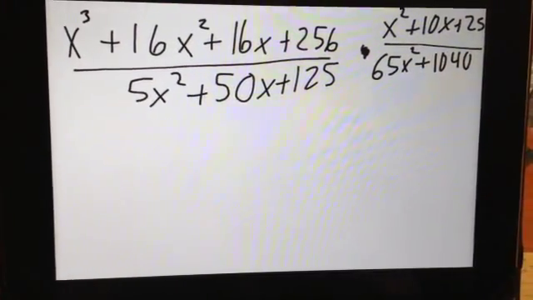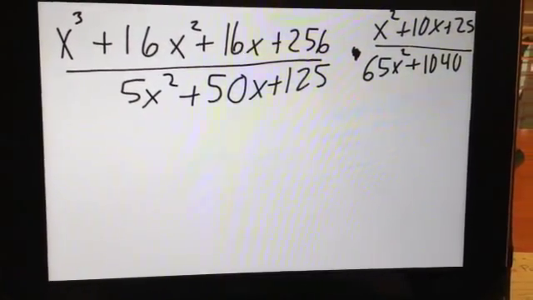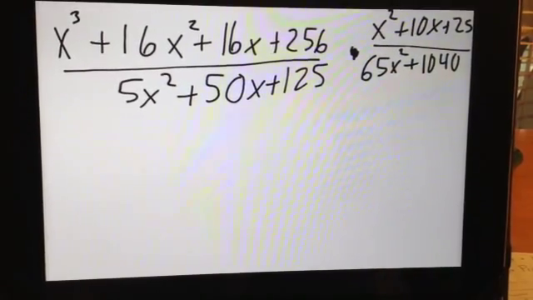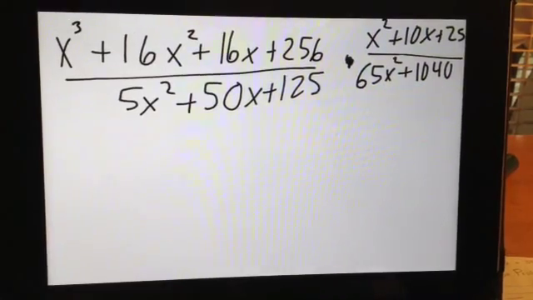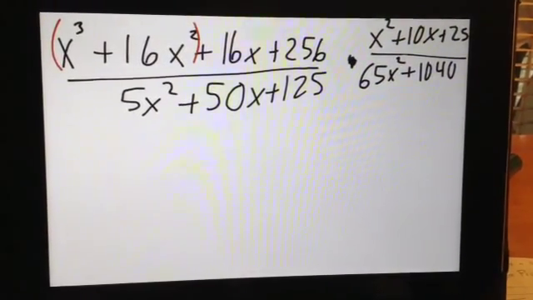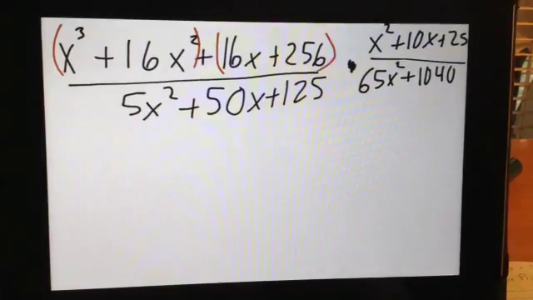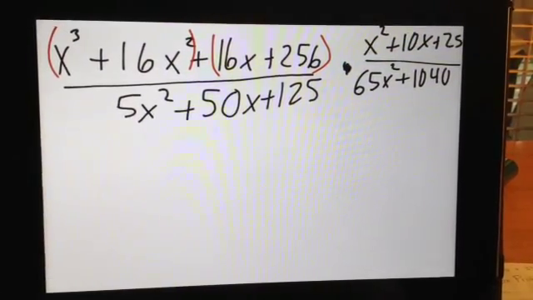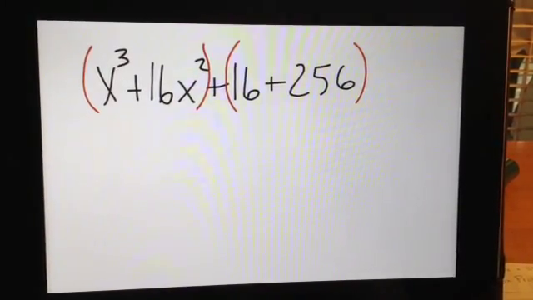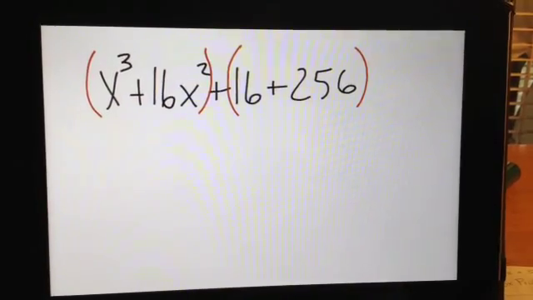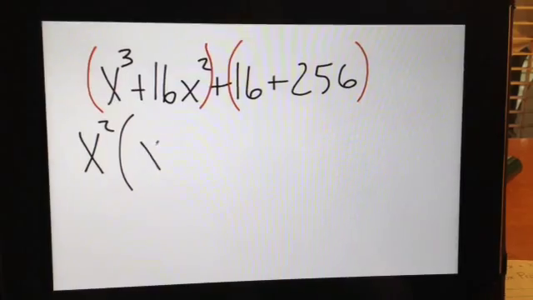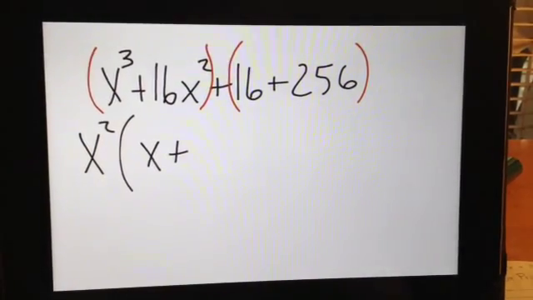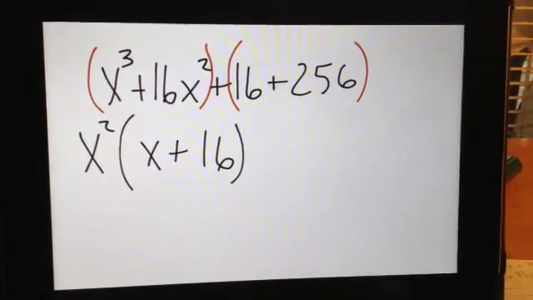So let's start from the left. Right here, there's four terms. So if you remember how to graph, we're going to use the grouping method. So we're going to go like this. We're going to take them out. So we're going to have this when we take it out. Now we have to find the greatest common factor, which is x squared. We take it out and we get the thing that's left is x plus 16.